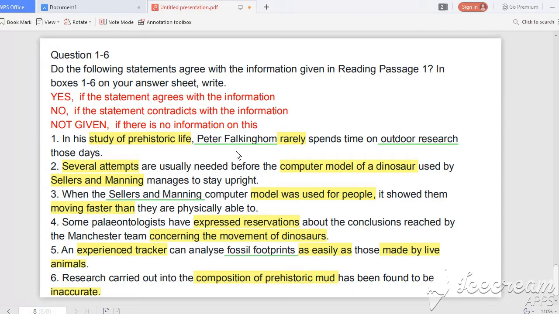So now let's move to question number two. Question number two is: several attempts are usually needed before the computer model of dinosaur used by Sellers and Manning manages to stay upright. So please pause the video, read this question again, try to understand it and highlight some keywords according to you. So here the keywords are again Sellers and Manning, and they are the names of some persons because the first letter of each word is a capital, so we are sure that it's a name.